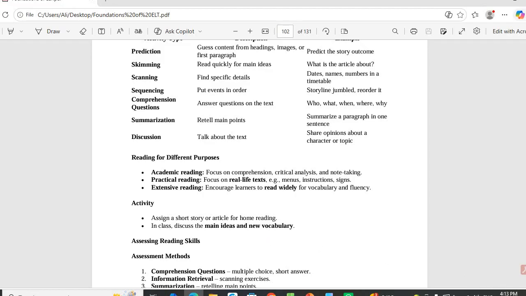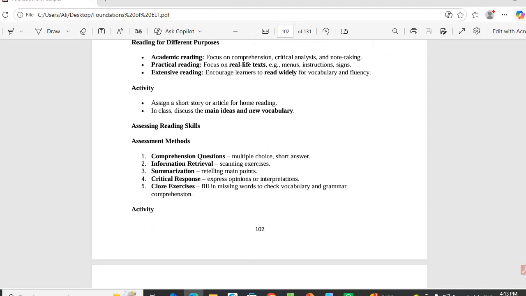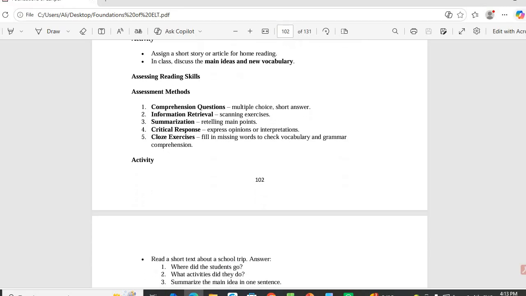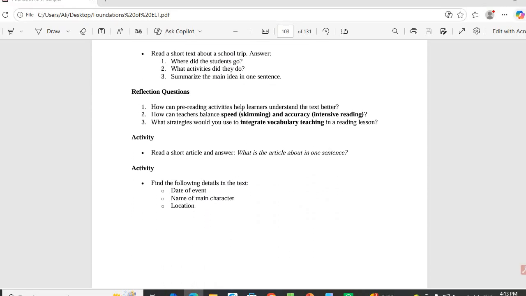How do you assess reading? Comprehension questions, information retrieval, summarization, critical response, cloze exercises. Now you can do all these activities.